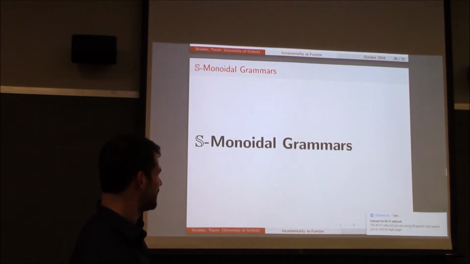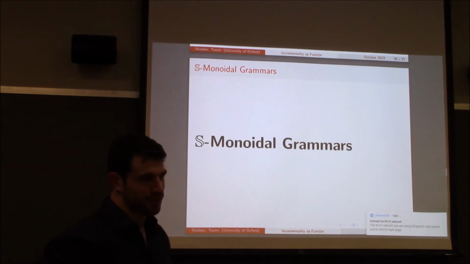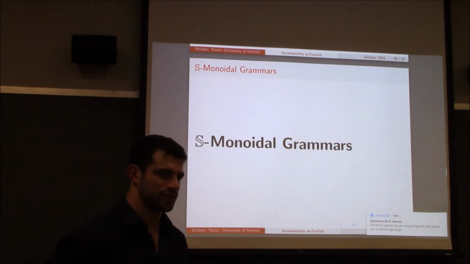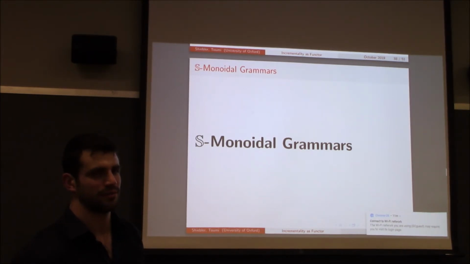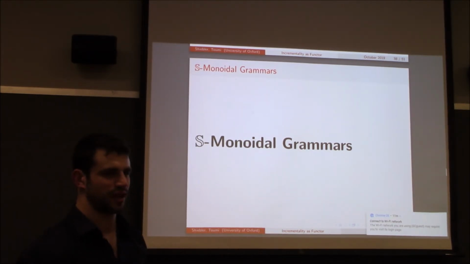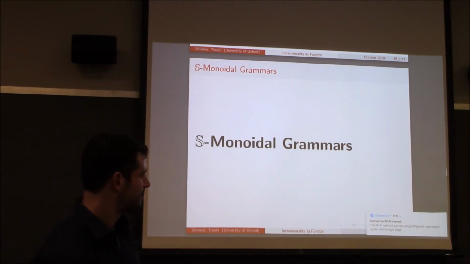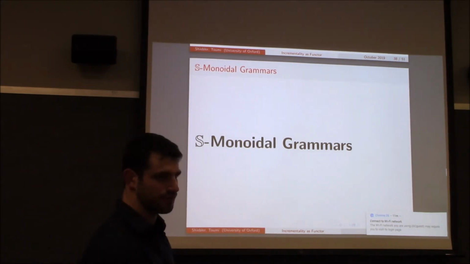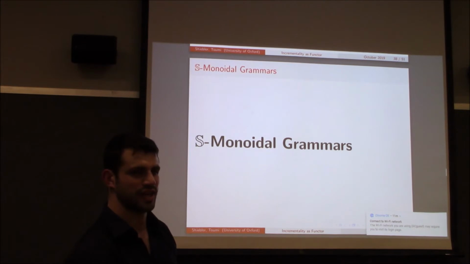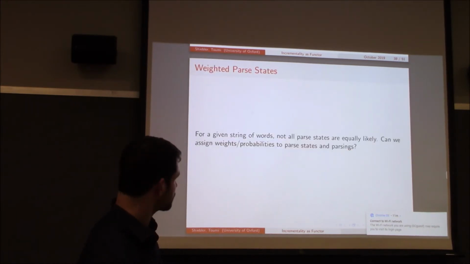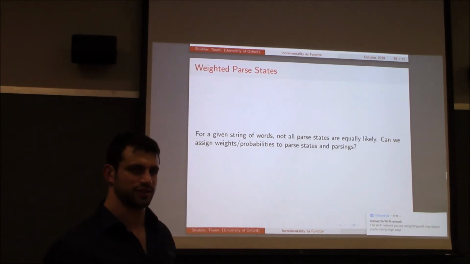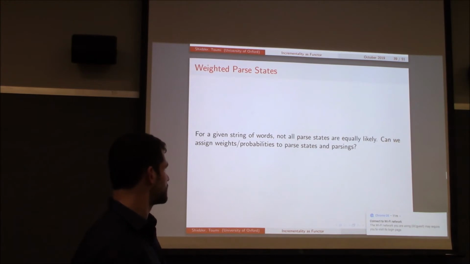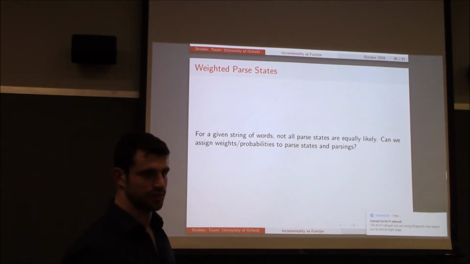Okay, so this last part is a little bit of a digression from the incrementality, although it is fully compatible with the incrementality stuff. This is sort of an alternative direction in which we can take monoidal grammars. Basically, for a given string of words, not all parse states are equally likely. So can we assign weights and probabilities to parse states and parsings?